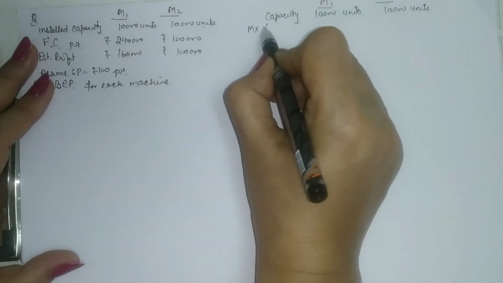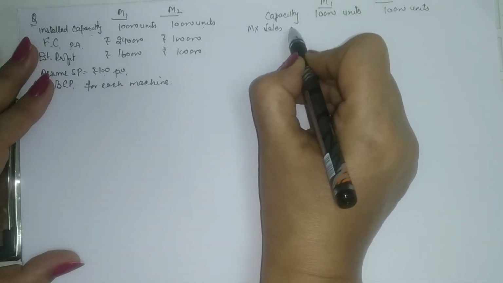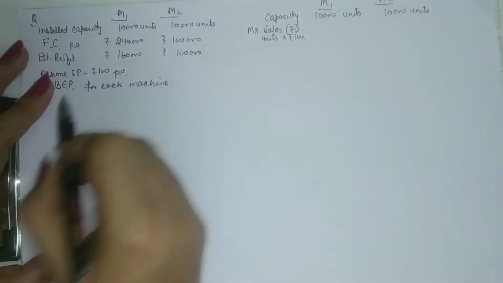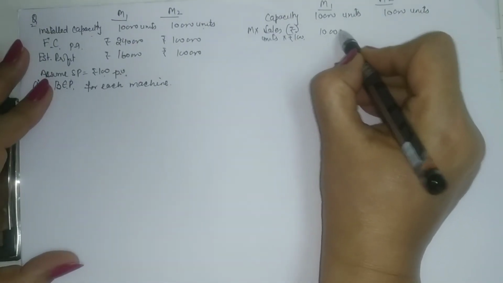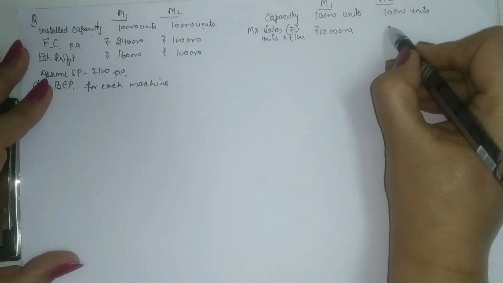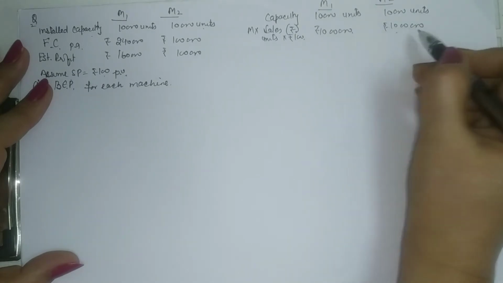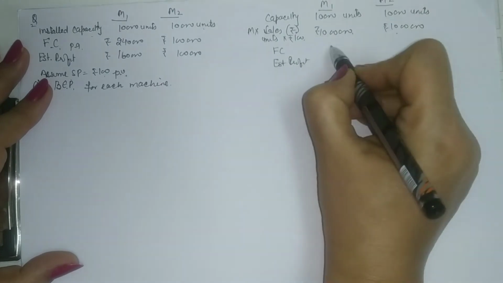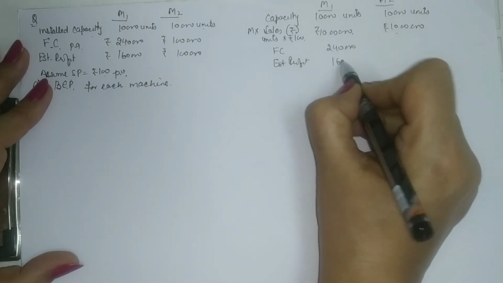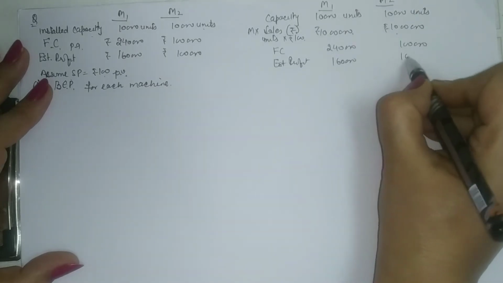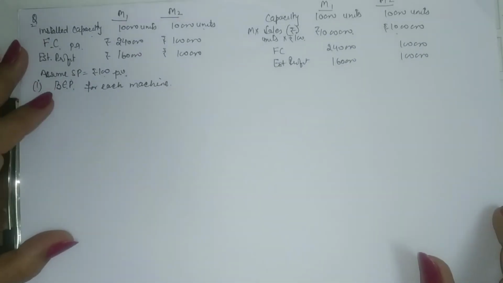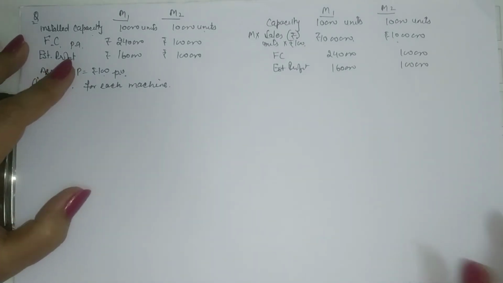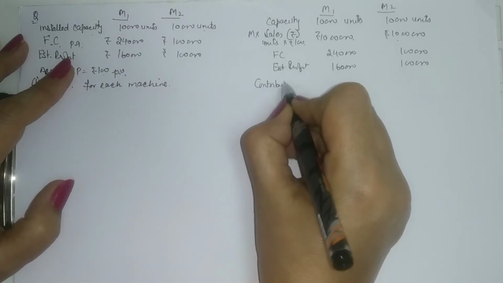That means maximum sales activity in terms of rupees will be units into selling price, that is 100 rupees. Selling price is 100. So that will be 10,000 into 100, 10 lakh rupees. Here also 10 lakh rupees. Then you have fixed cost and estimated profit: 2,40,000 here, 1,60,000 here, and 1 lakh and 1 lakh in case of machine 2. Now to determine break-even point, what do we need? We need contribution and we need PV ratio. So what is contribution here? We are not given that.